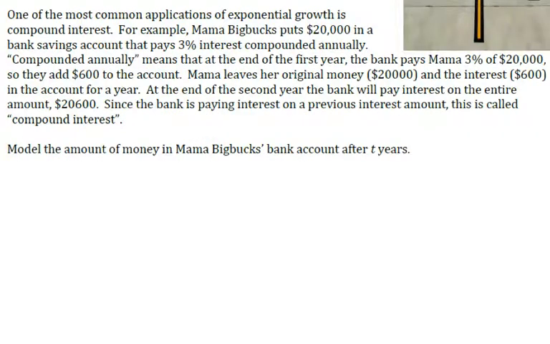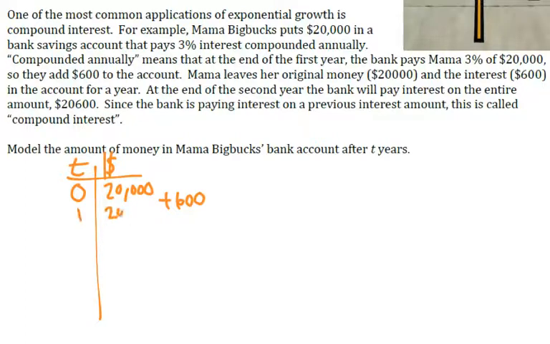So we need to create a model for this, right? So why don't we start with a table here. We've got time, t, the number of years. At the beginning, she started out with how much money? 20,000. Then we added 600 to that, because that was 3%. So after that first year, 20,600. What would be 3% of 20,600? We'd multiply that by 0.03, right? Because we always turn a percent into a decimal.